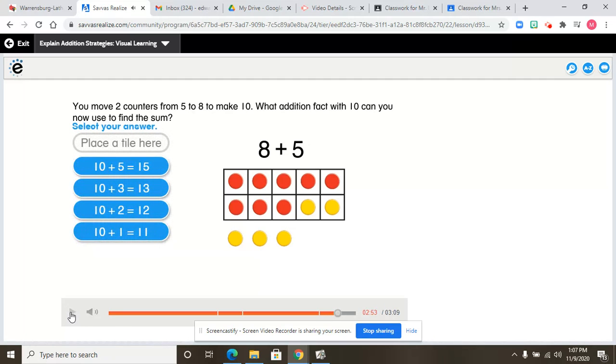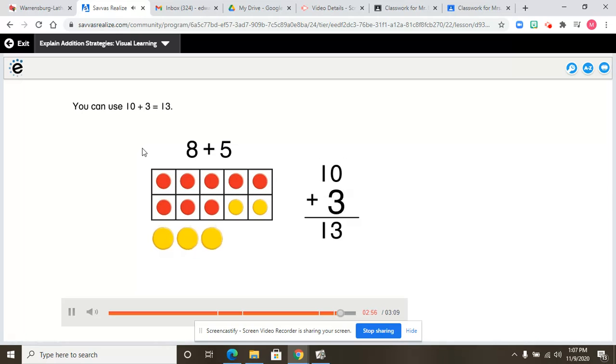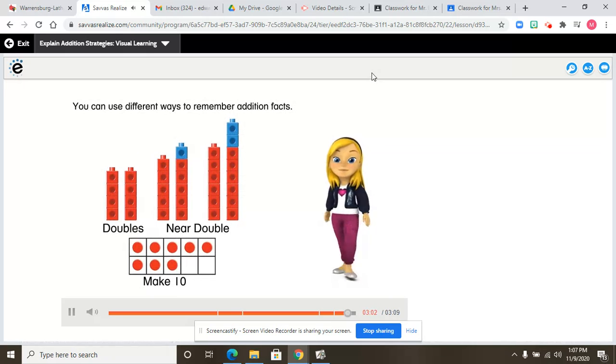Select your answer. Okay, so if you look at the 10 frame, it is full. So this would be 10. And then there's 3 on the outside. So 10 plus 3 equals 13. You can use 10 plus 3 equals 13. You can use different ways to remember addition facts.